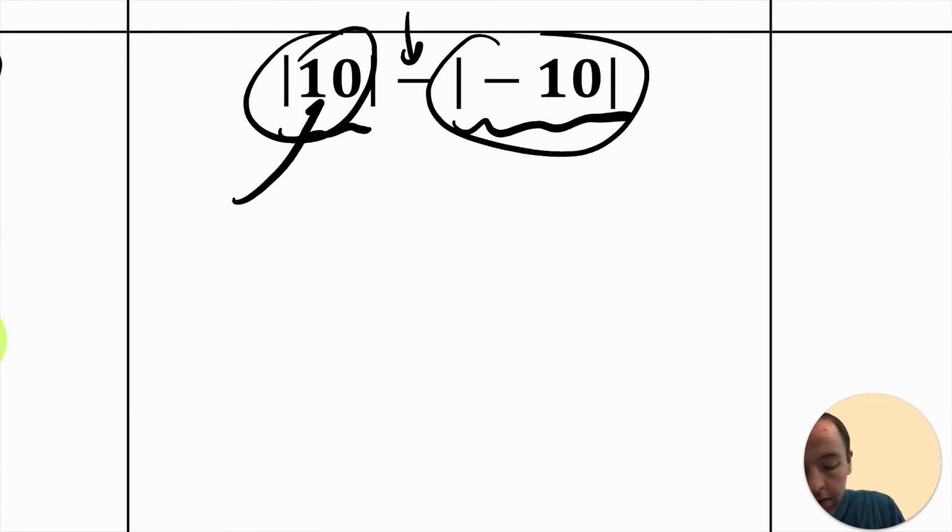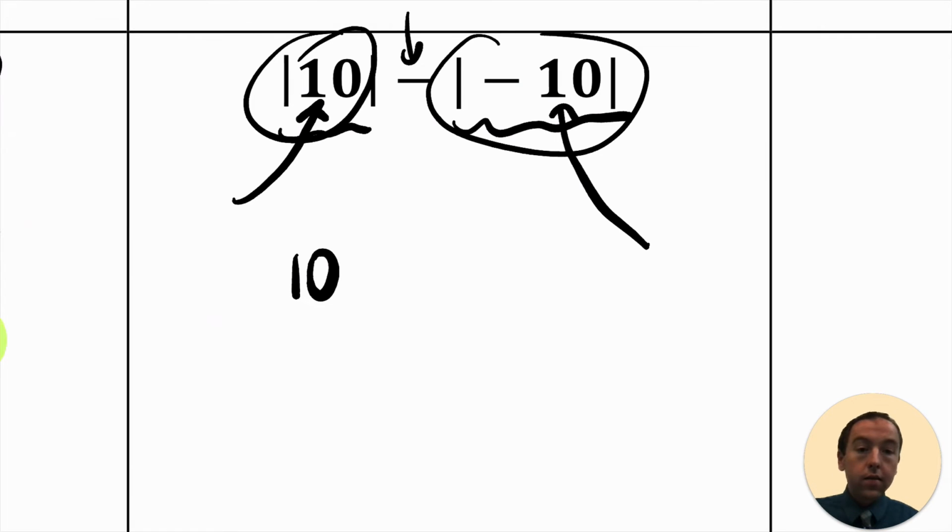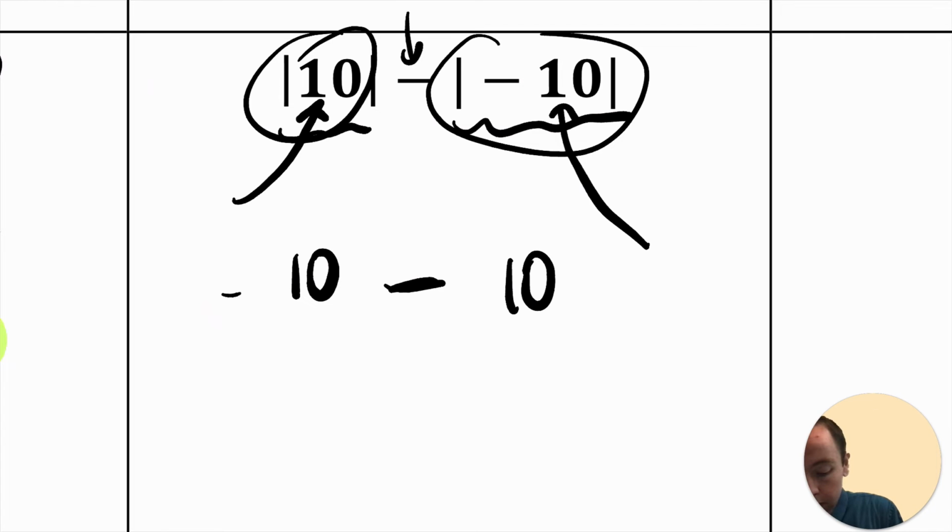So if you find what this is, this is the absolute value of positive 10, it's going to be 10. And then this is the absolute value of negative 10, which is 10. Now we found that, now you can carry over that subtraction operation. So now this is equal to 10 minus 10, and 10 minus 10 is equal to 0 as a final answer there.